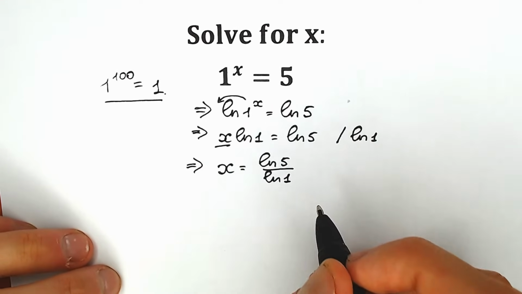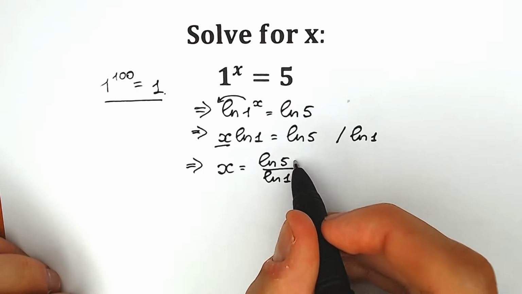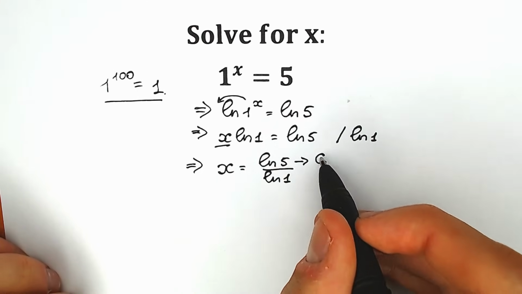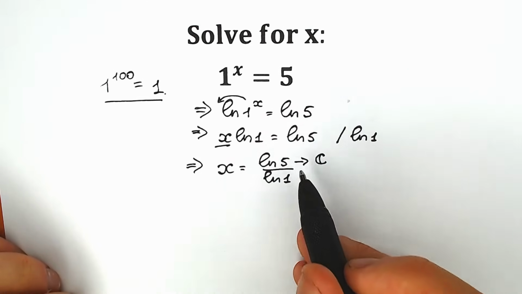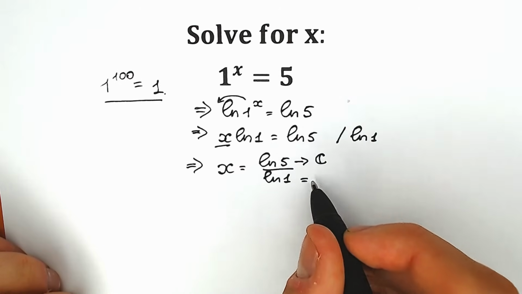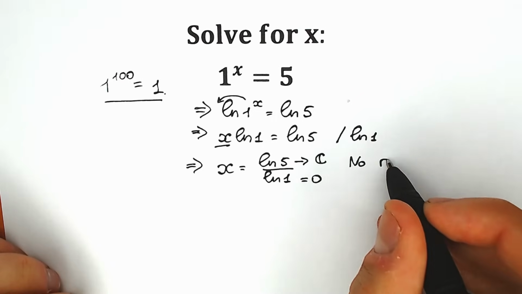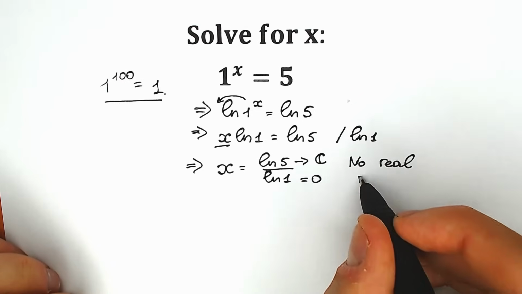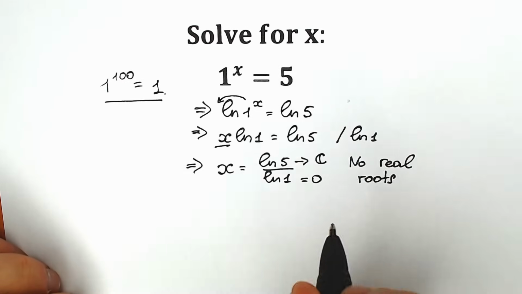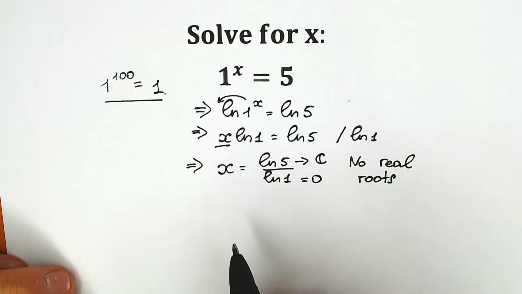Now you can easily prove that we don't have a real number root, because natural log 5 is some constant, I don't know exactly what it's equal to, but natural log 5 is a constant, while natural log 1 is equal to 0. So at this point you can easily write that you have no real roots. But as I said before, I'm going to show you a few really interesting tricks. How can we find at least one root?